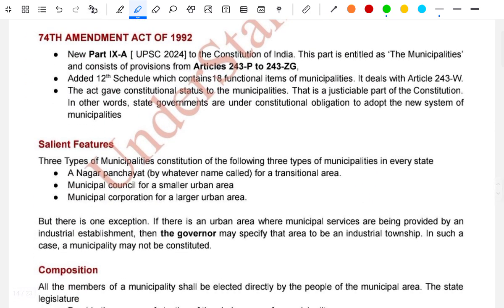Under the Government of India Act of 1935, local self-government was declared a principal provincial subject. 74th Amendment Act of 1992. It added the new Part 9A to the Constitution of India. This part is entitled the Municipalities and consists of provisions for Articles 243P to 243ZG. It also added the 12th Schedule, which contains the 18 functions of the municipalities.